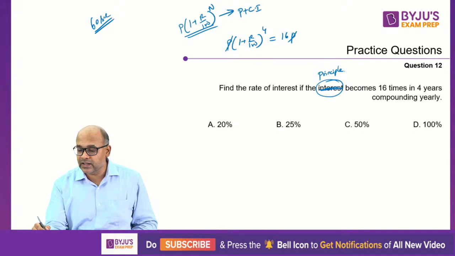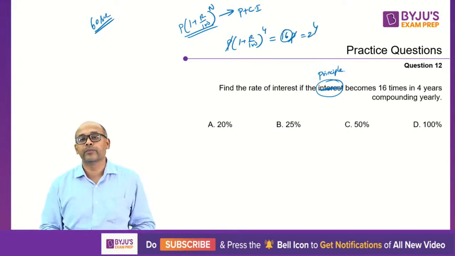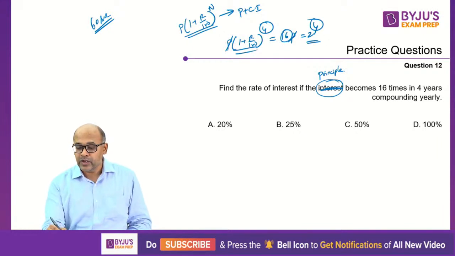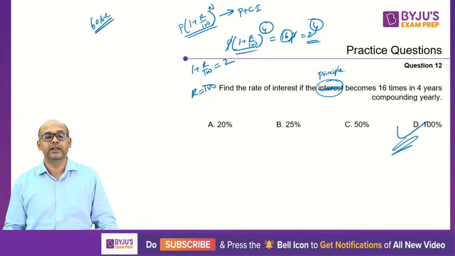So P gets cancelled. This 16 is 2 power 4. So if this 4 and this 4 match, that means the bases should also be the same. So 1 plus R by 100 should be equal to 2, or R should be equal to 100. So the answer is option number D.